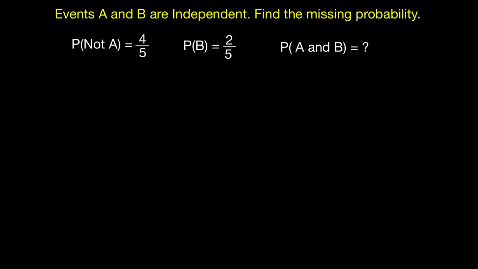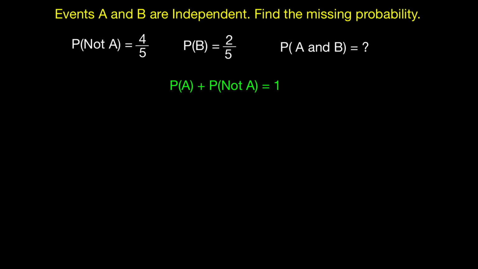Let's move on to another example. Here I have that both events are independent and I have to find the missing probability. This time I'm trying to find the probability of A and B. My goal is to eventually use the independence formula. However, this requires us to know the probability of A, and right now I have the probability of not A. So in order to get the probability of A, I'm first going to have to apply the complement rule.